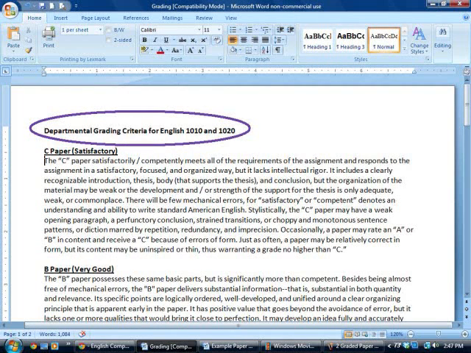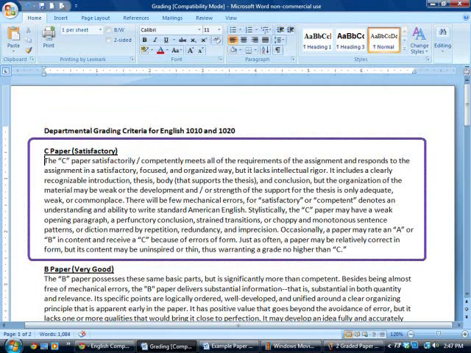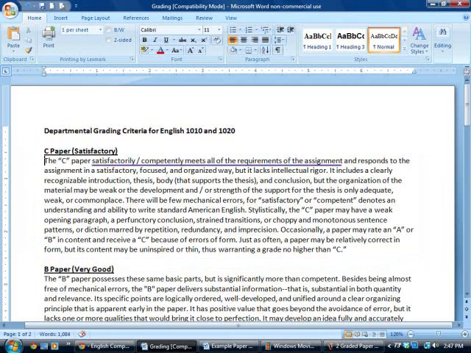When you get a grade of A, B, C, D, or F, you may be wondering what each of those letter grades actually means. First up is a C. What exactly does a C mean when you see it on your paper? The C paper satisfactorily or competently meets all of the requirements of the assignment and responds to the assignment in a satisfactory, focused, and organized way, but it lacks intellectual rigor.